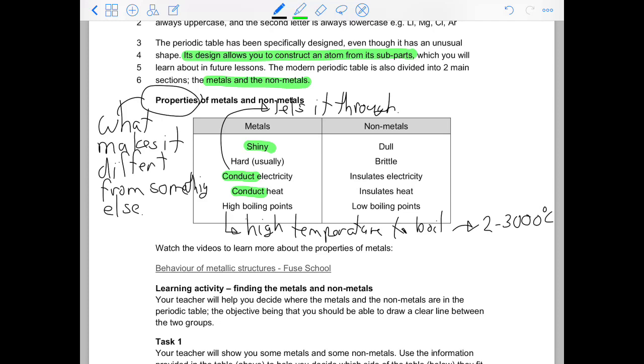So while we don't experience many elements as non-metals, as solids, we can think of a lot of other things, such as wood, paper, and plastic as well, whose properties are more similar to the non-metal elements than the metal elements. As I said earlier, the non-metals tend to have very low boiling points, which is why we only experience them as a gas.